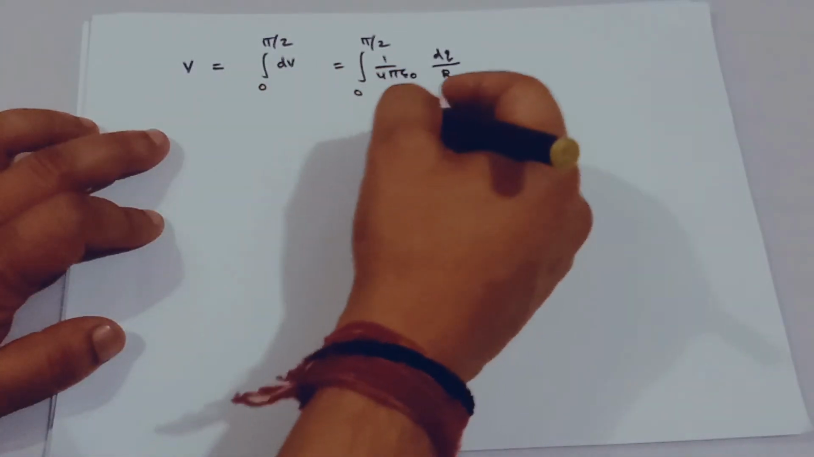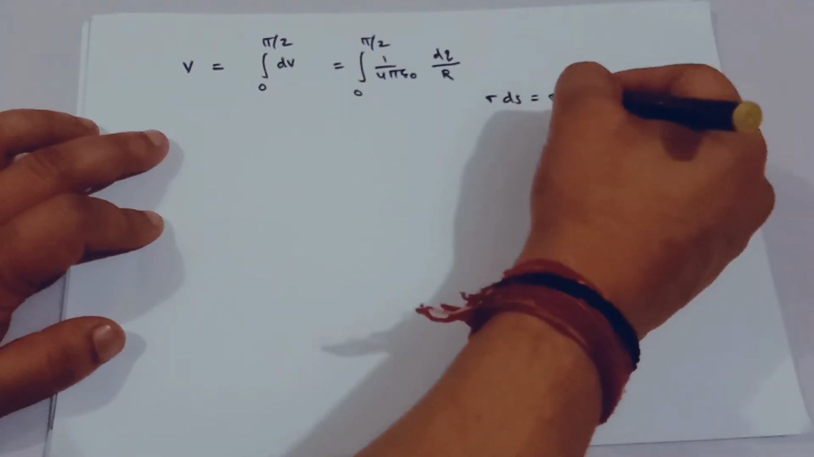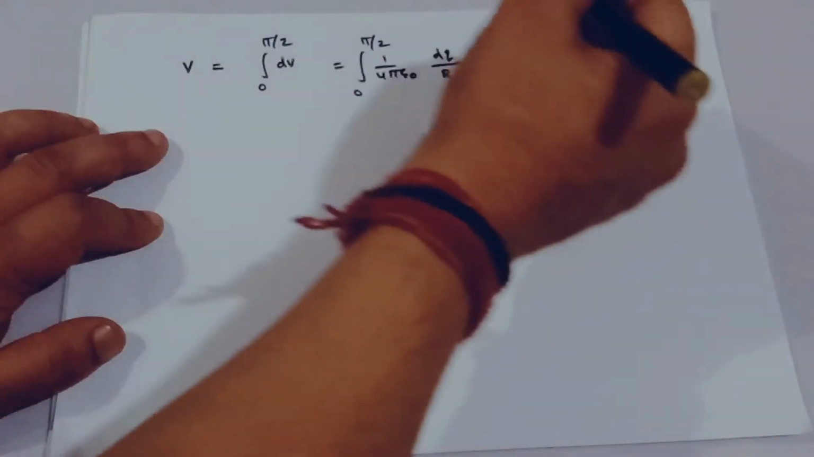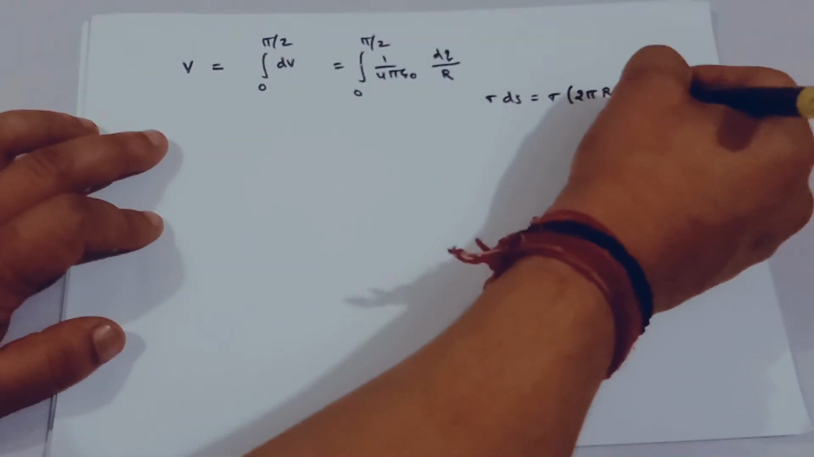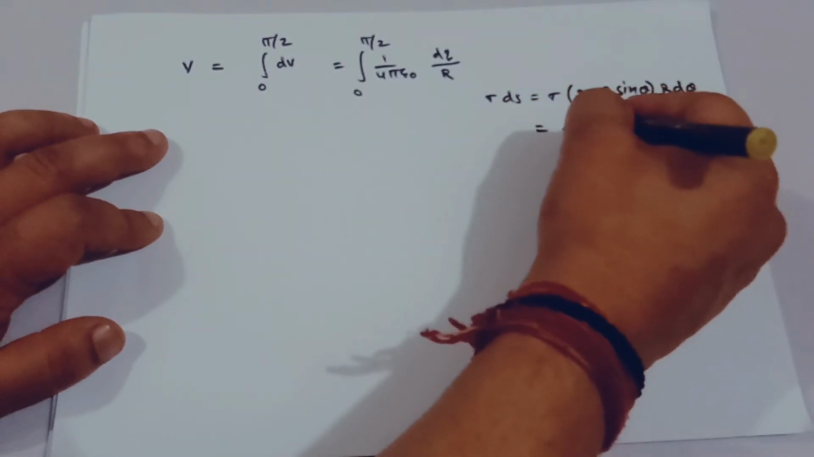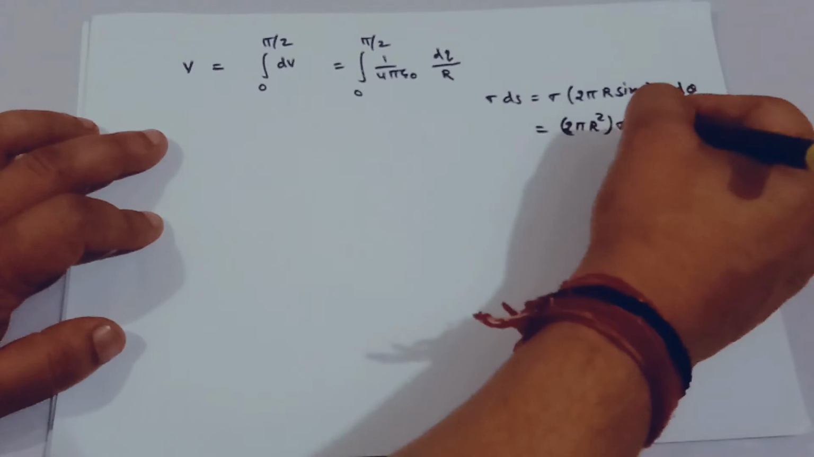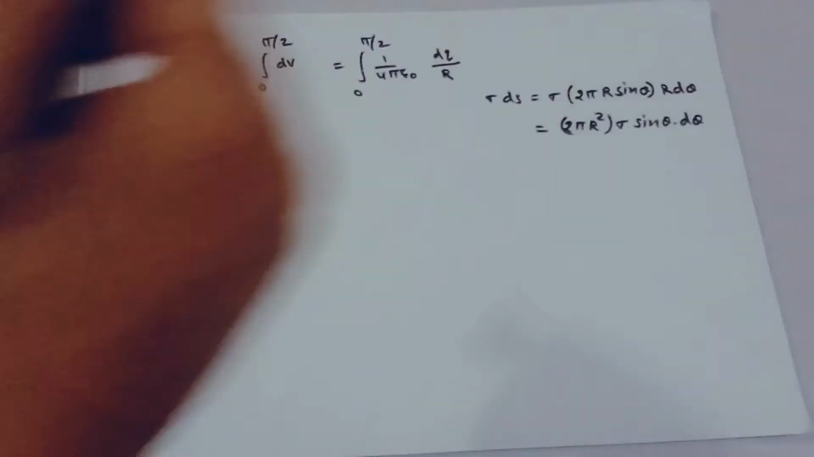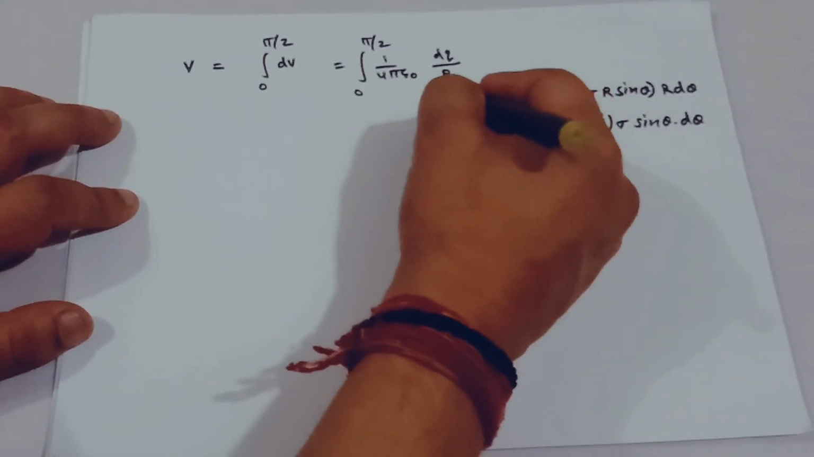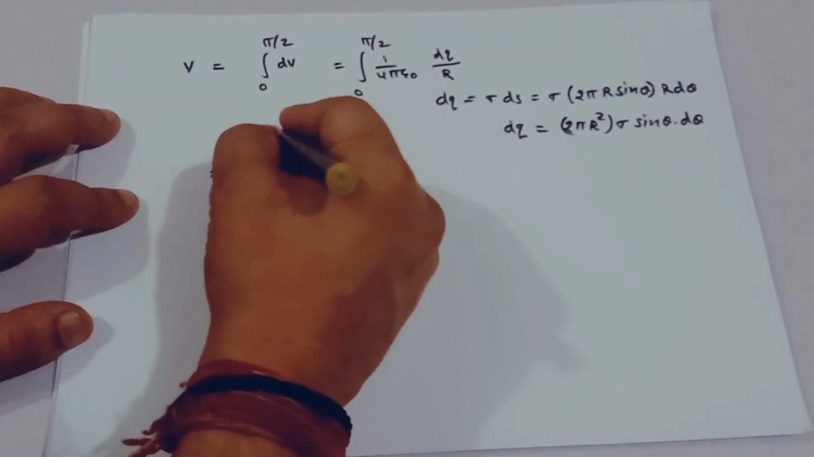We know that dq is nothing but sigma into ds, which is sigma into 2 pi R sin theta, and R d theta. So that would be nothing but 2 pi R squared sigma sin theta d theta, that should come out. Then you can put this value here, which is nothing but dq, and the integral would be from 0 to pi by 2.